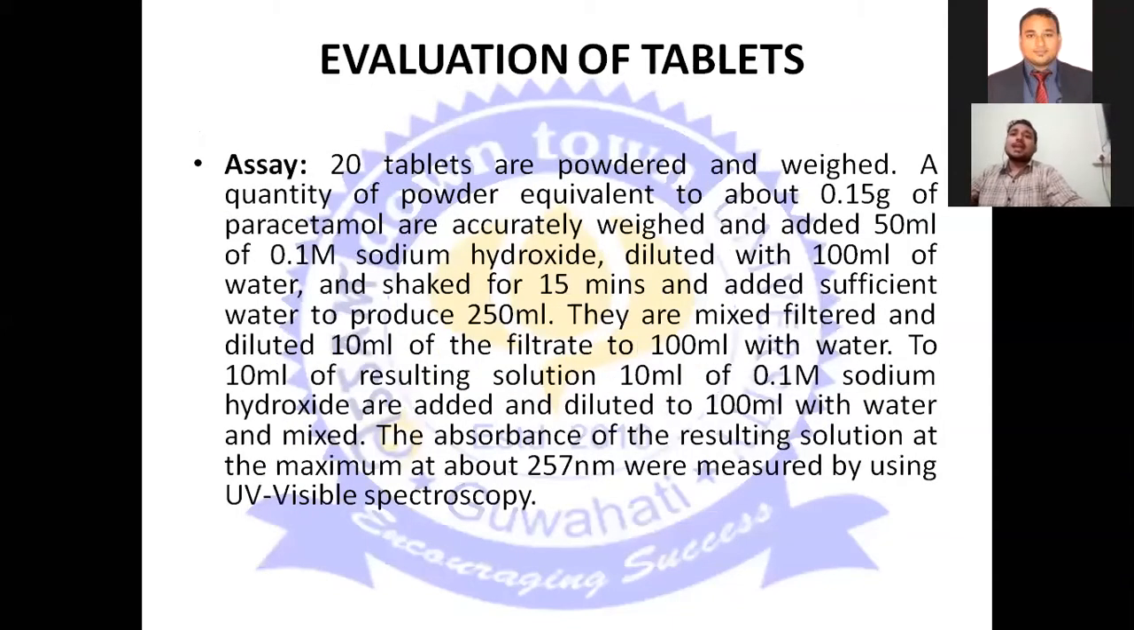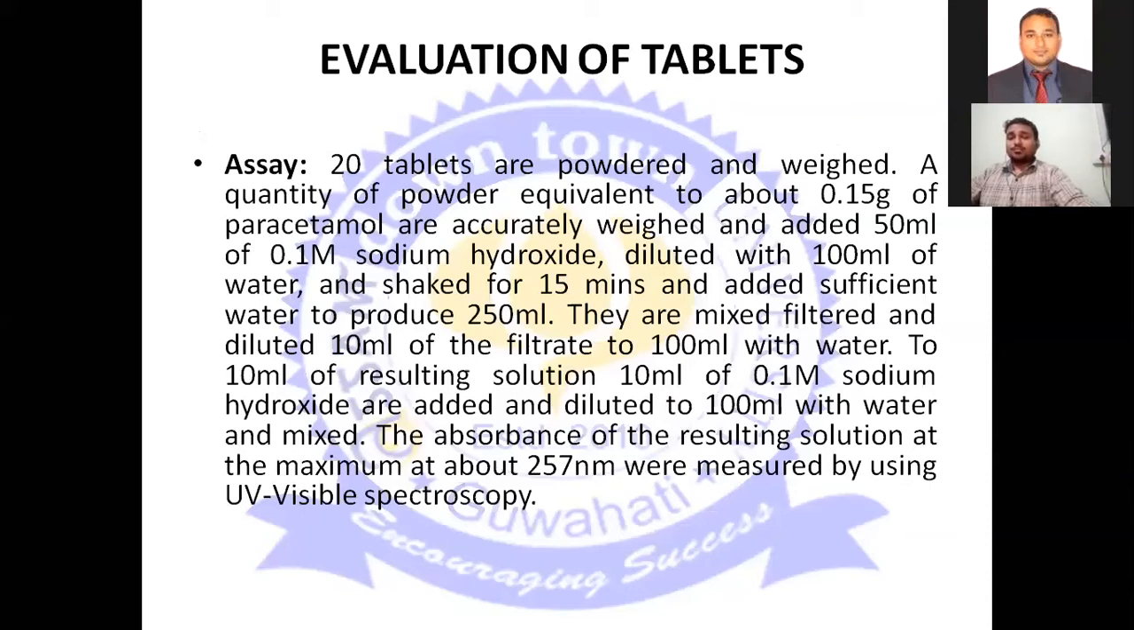Next, assay of the tablet. Okay, what is the process for the assay of the tablet? So 20 tablets are powdered and weighed, and a quantity of the powder equivalent to about 0.15 g of paracetamol is accurately weighed and added to 50 ml of 1 molar sodium hydroxide, diluted with 100 ml of water, and shaken for 15 minutes.